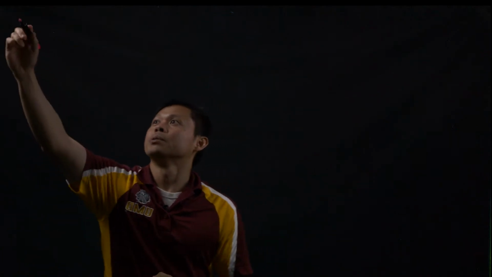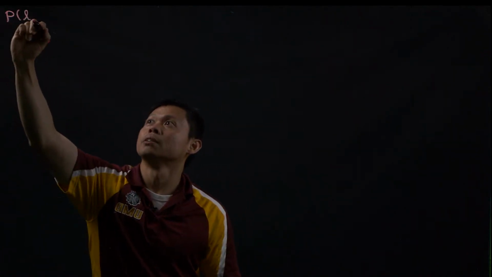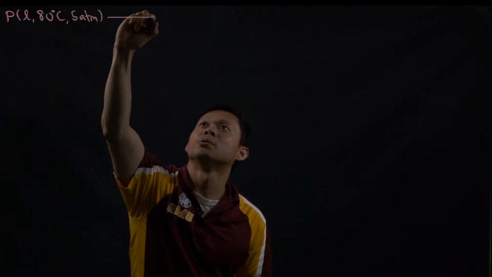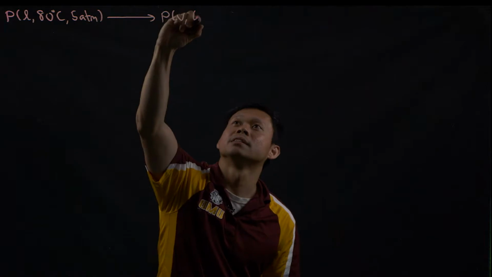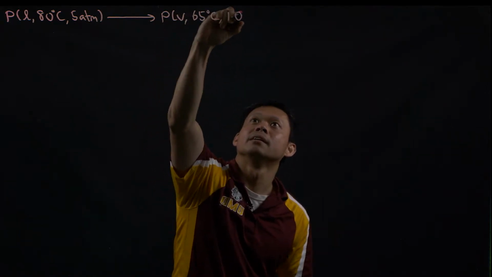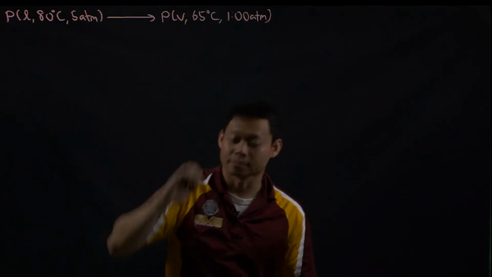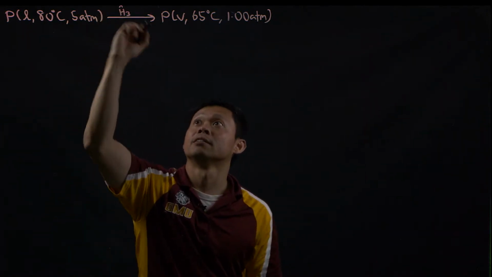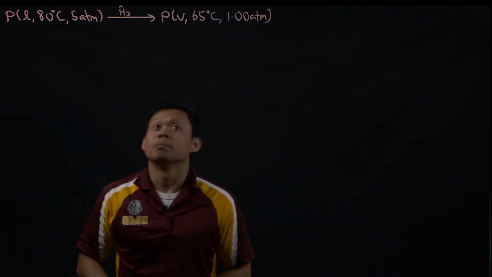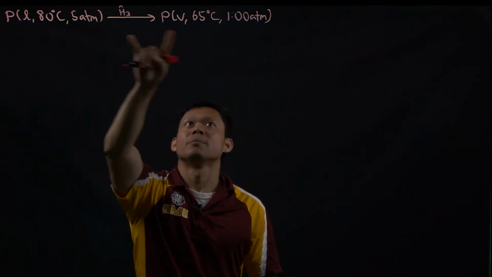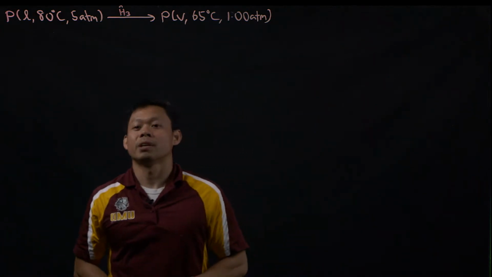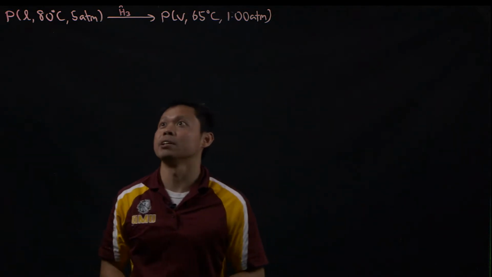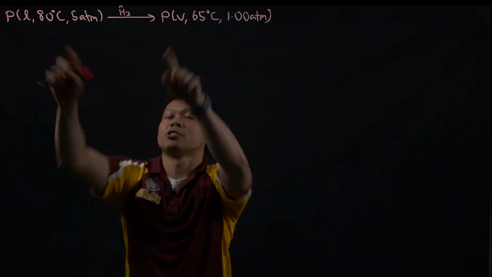For H3, what we are doing is going from our pentane reference state, so liquid 80 degrees C and 5 atmospheres, to vapor 65 degrees C and 1 atmosphere. So this is our H3 that we are trying to calculate down here. Here we are changing the state, the temperature, and the pressure. Because of that, we have to create a hypothetical path to be able to calculate H3, simply because we have a change in state.